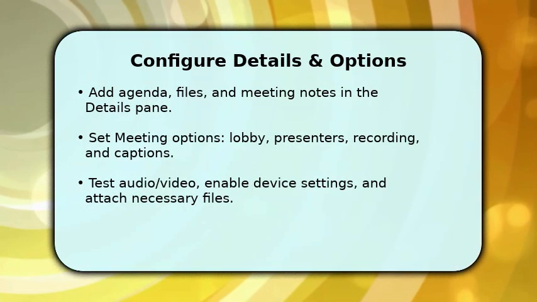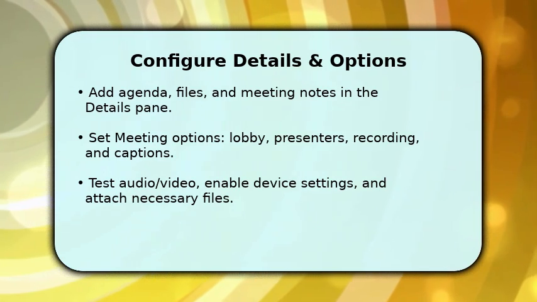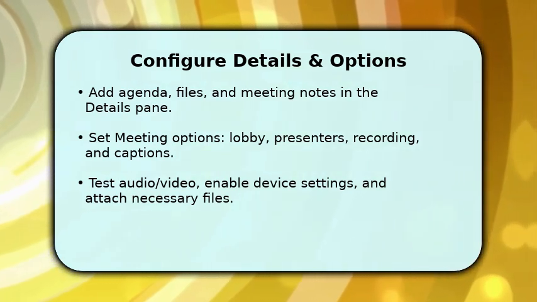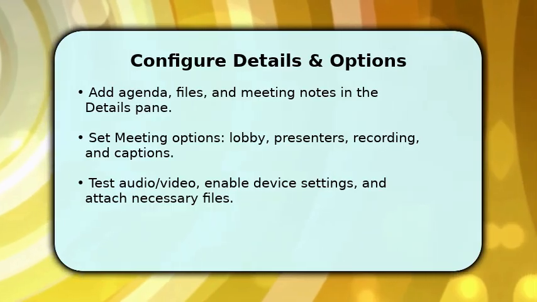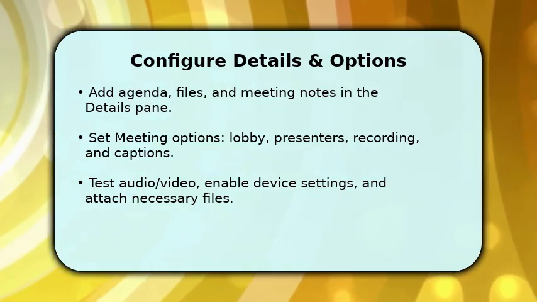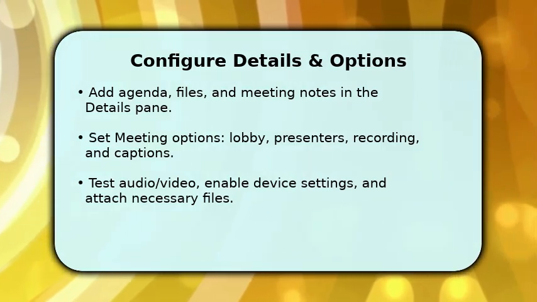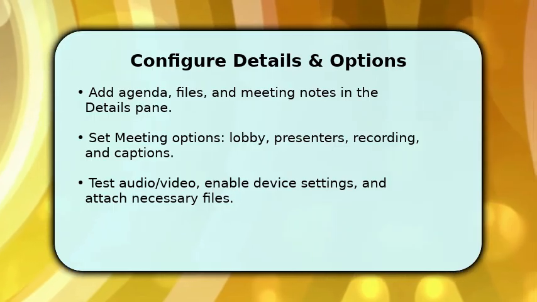Now refine the meeting so it runs smoothly. In the Details pane, paste the agenda and attach key files or links so attendees can prepare. After saving, click Meeting Options to control who bypasses the lobby, who is a presenter, and whether recording or live captions are allowed. These choices shape interaction and privacy.